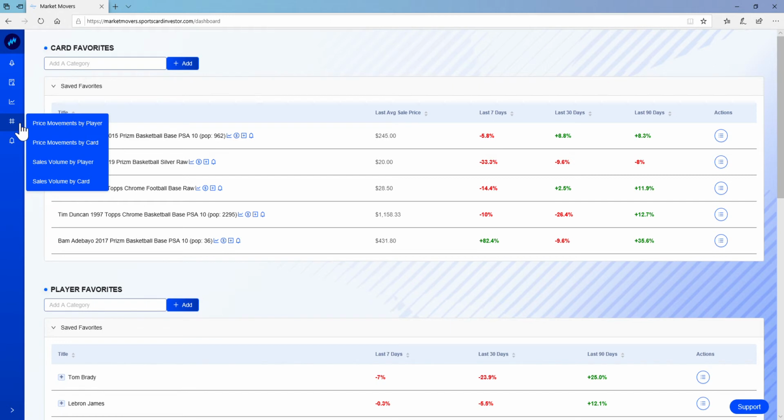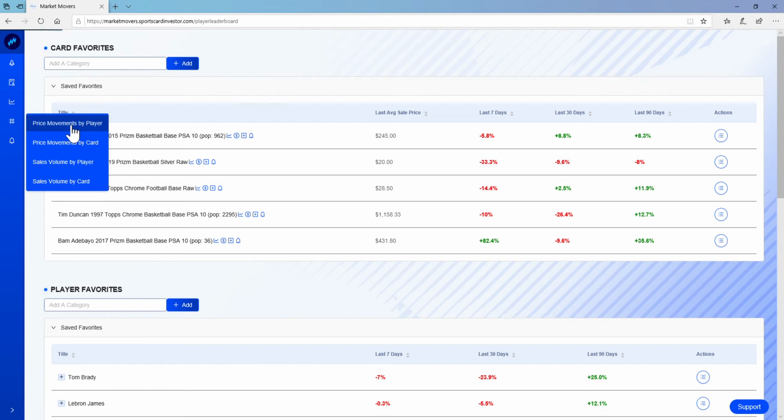So one of the ways that I use it is to go over here to this hashtag, and you can look at price movements by player, movement by card, or sales volume by player and sales volume by card. All of those are very valuable pieces of information. But I'm just going to show you here with price movements by player, one way that you can possibly find some value in some cards here.